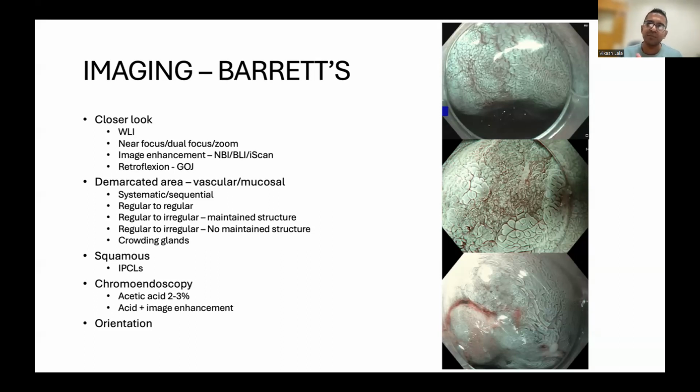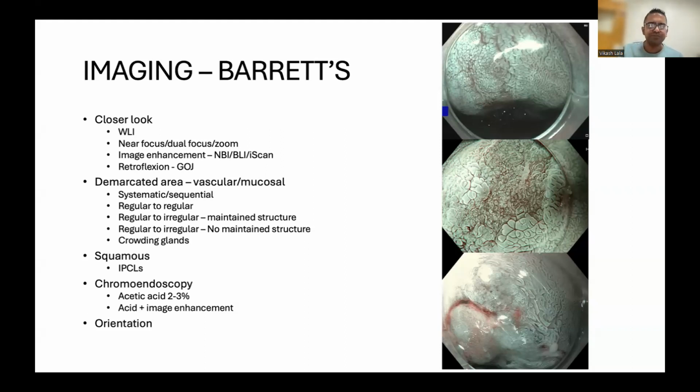And the reference landmark should be entering your GOJ, going into the stomach, putting the lesser curvature at 3 o'clock and the greater curvature at 9 o'clock, and coming back in that orientation. So then you know lesser at 3, greater at 9. You come back with the straight scope. You use that orientation to describe the clock face of your lesion. So is it 1 to 5 o'clock? Is it 9 to 12?